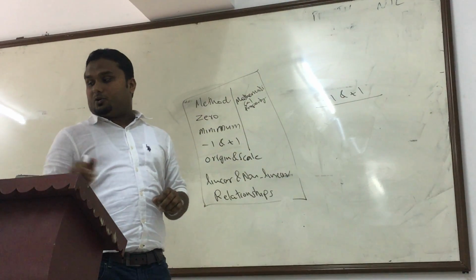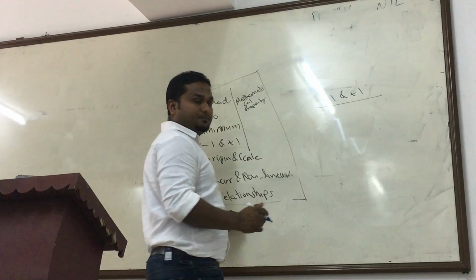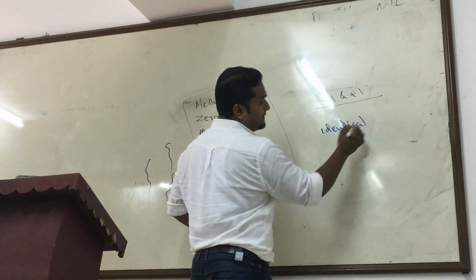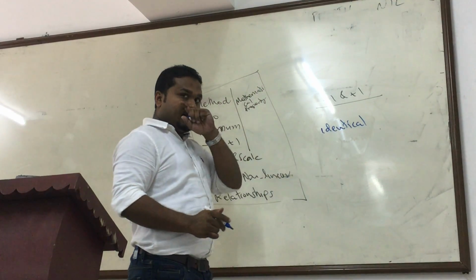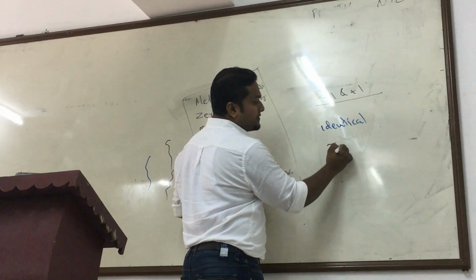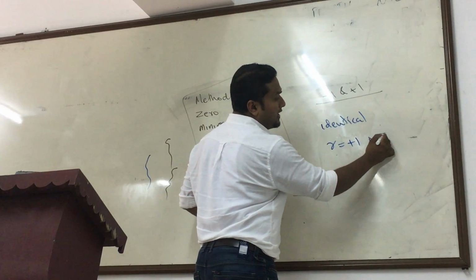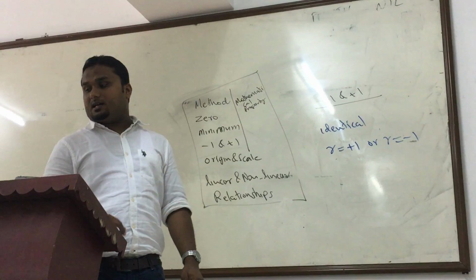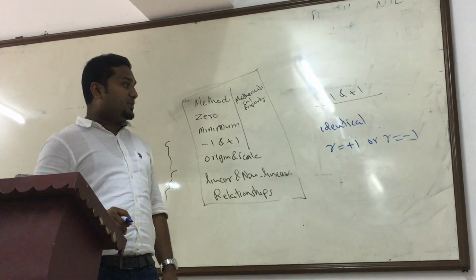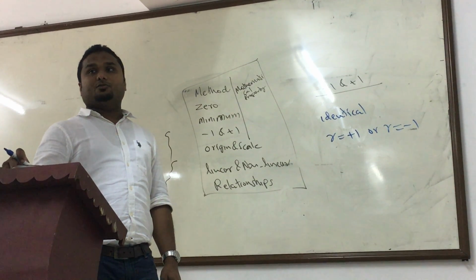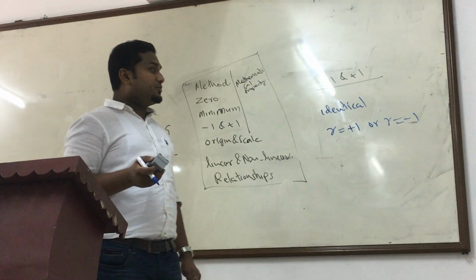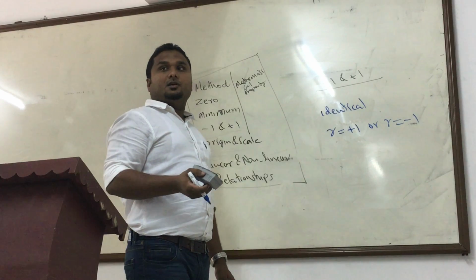The two regression lines are identical when R is equal to plus 1 or R is equal to minus 1.